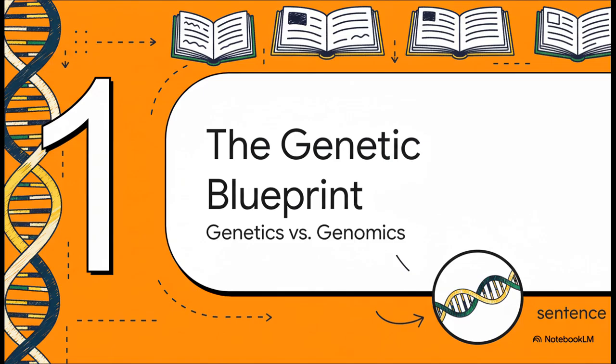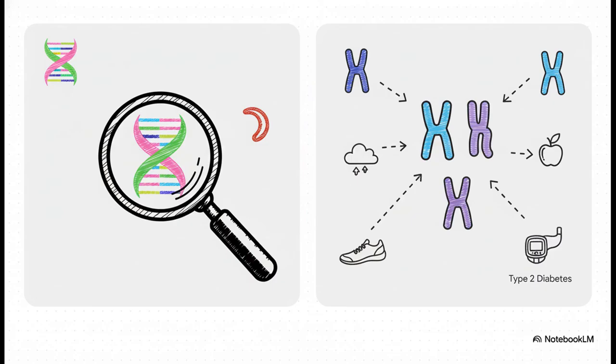All right, first things first, we have to get our terms straight. We're talking about our biological code here, but it makes a huge difference whether we're looking at a single word or the entire book. Okay, let's break this down because it's a big deal. Genetics versus genomics. Think of genetics as a magnifying glass. You're zooming way in on a single gene, like the one that causes sickle cell disease. But genomics, that's the wide-angle lens. You're pulling back to see the whole landscape, all of the genes, and this is the key, how they're interacting with each other and the environment.